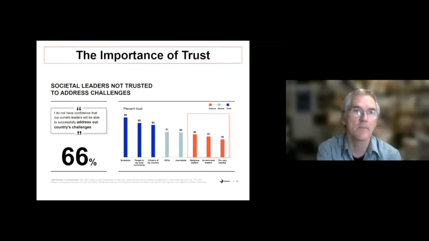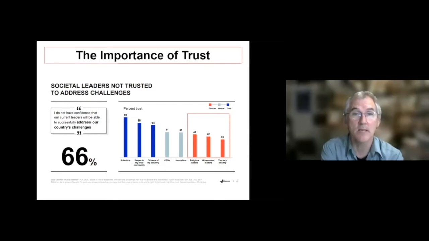trends that are happening. So what we found is in the post-COVID world, trust in global leaders has plummeted in most countries with a few changes. The general feeling was, I do not have confidence that our current leaders will be able to successfully address our country's challenges. So who do people trust?